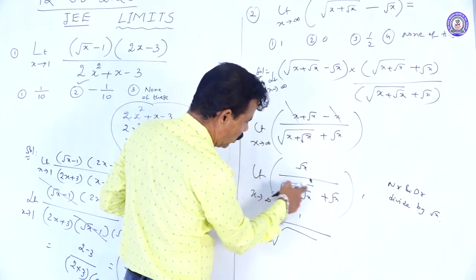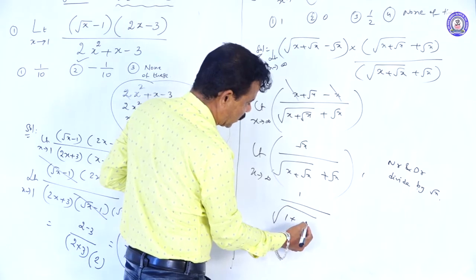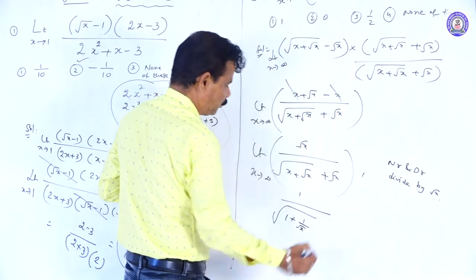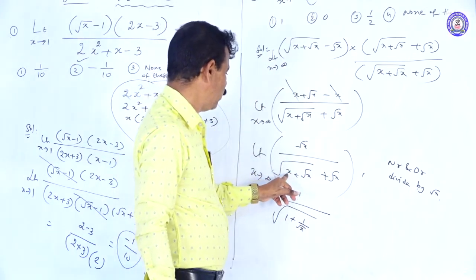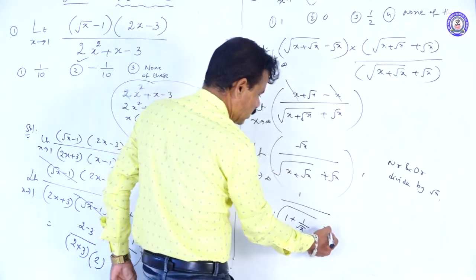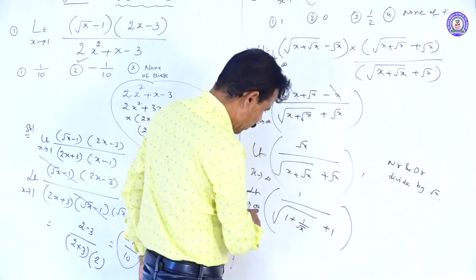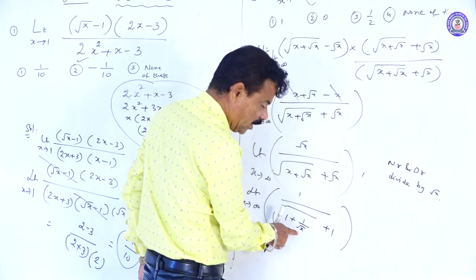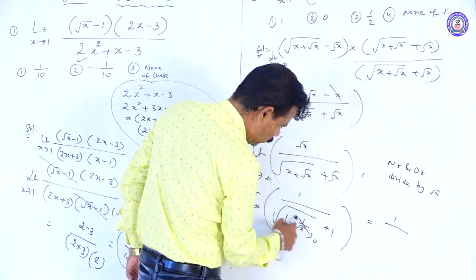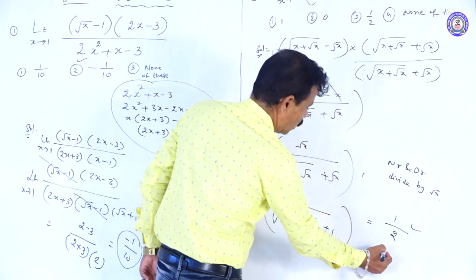Here root of x by x is 1, plus root x by again root x. So here 1 by root x is coming, and inside the root, 1 by x coming, plus 1, whereas limit x tends to infinity. So x tends to infinity means 1 by infinity is 0. So remaining 1 by, this is 0, 1 only, root of 1 is 1, 1 plus 1 is 2, 1 by 2 is the answer, third option.